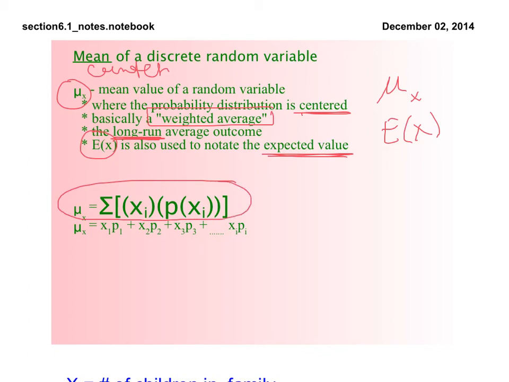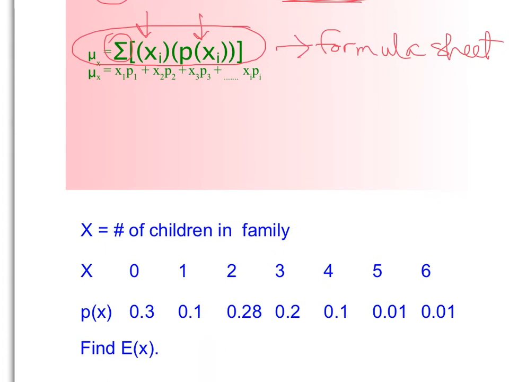You're going to take each outcome of the random variable, multiply it by its probability, and then sum them all up. And the formula looks more complicated than it actually is. So let me just show you an example. And this is on your formula sheet, so there's no need to memorize this. Okay? So let me show you an example with actual numbers.